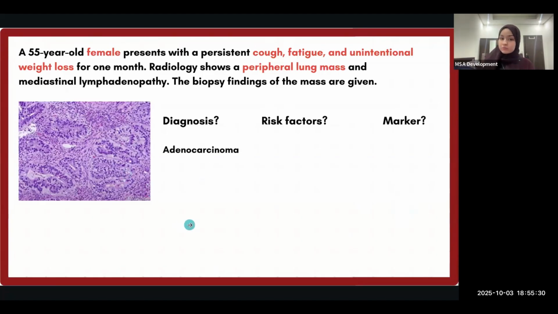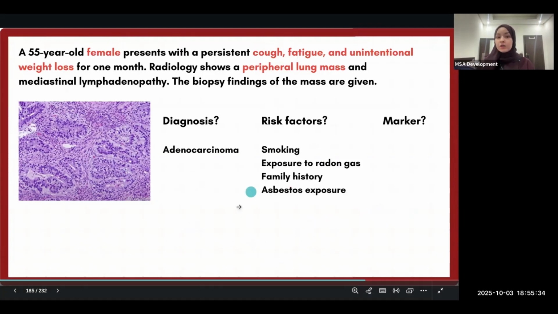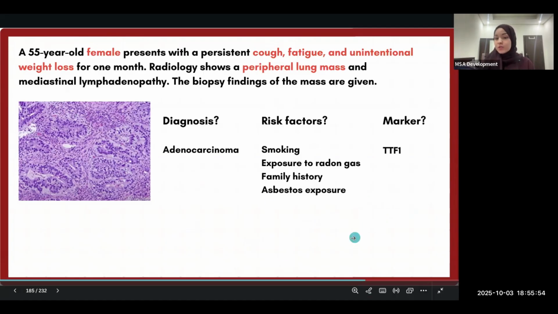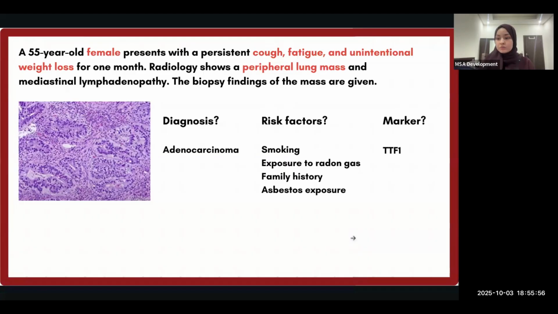Adenocarcinoma, adeno for glands. And then risk factors for developing adenocarcinoma: smoking, exposure to radon gas, family history, and asbestos exposure. Although you will see it in non-smokers, and it's commonly described that way in questions. It's more common in females and non-smokers. Now, what is the marker for adenocarcinoma? TTF1, or the thyroid something 1. I think I have it written later.